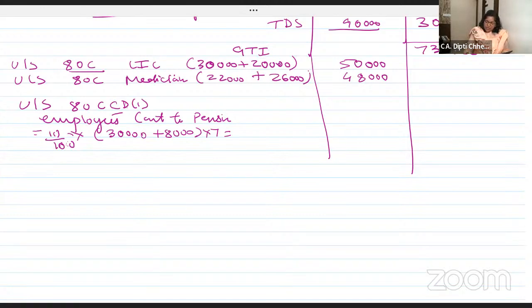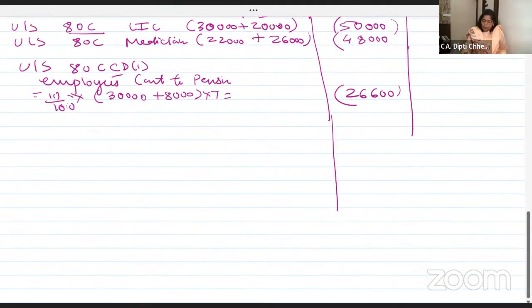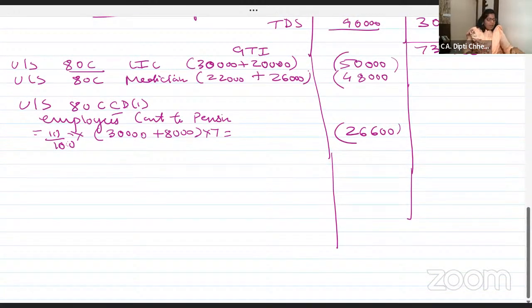How much you have actually contributed? 26,600 only you will take the deduction. Where? 80CCD(1). Whereas you have paid 49,000. Who? Employee. Why then only this? Because maximum deduction you can avail is 10% of the salary. And what's the definition of salary? Basic, DA. So basic, DA, taxable DA, wo bhi pura DA nahi. Theek hai?